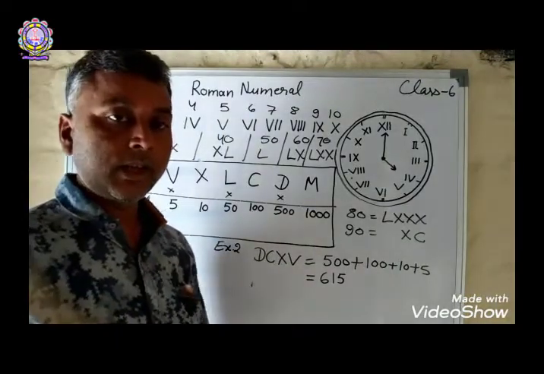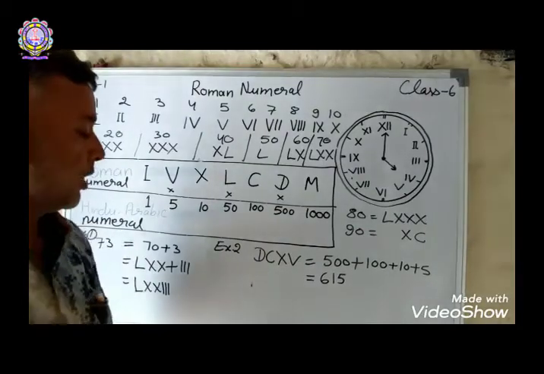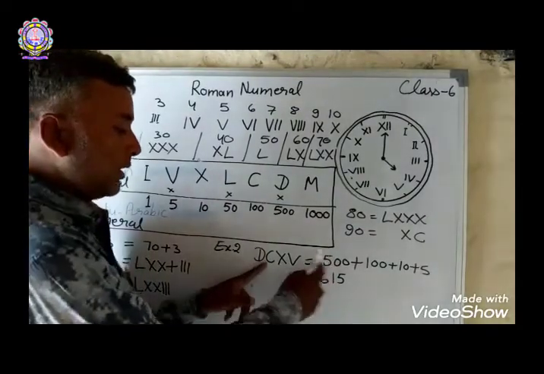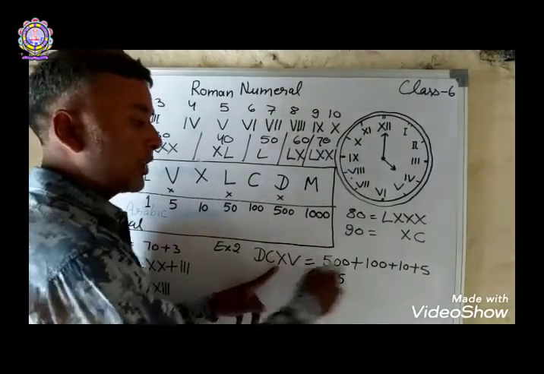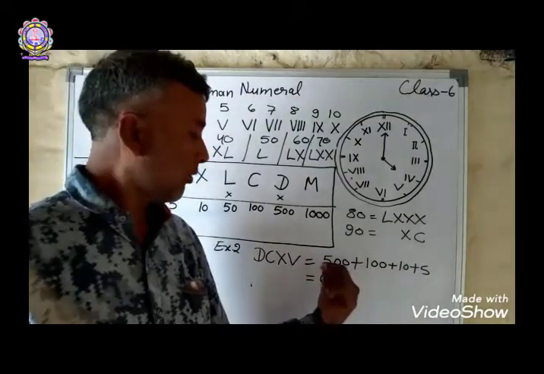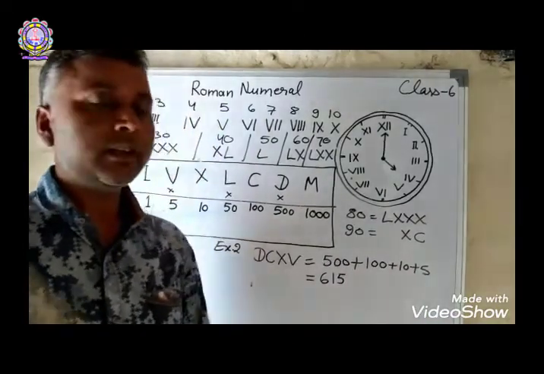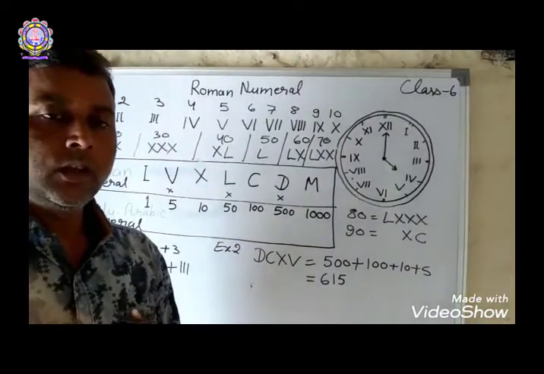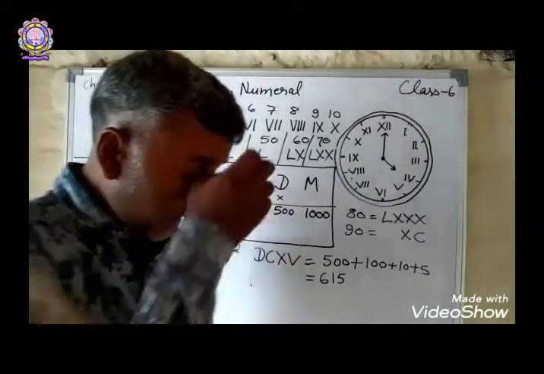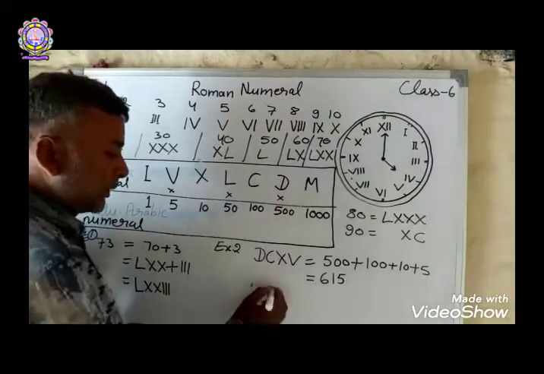DCXV. Write it in the Hindu Arabic system. D for 500, C for 100, X for 10, and V for 5. And then we add them. 500 plus 100 is 600, plus 10, plus 5. That is 615. So I hope you can write them.